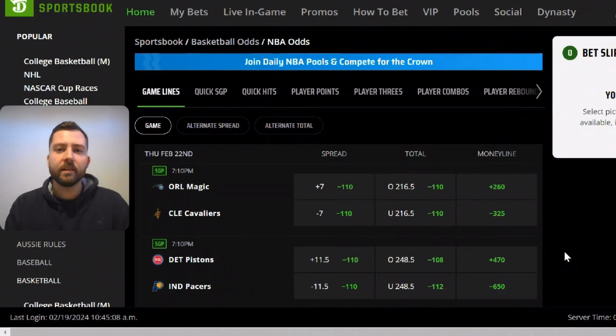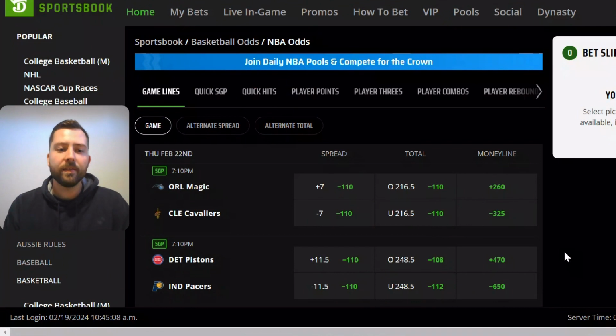The first thing I'm going to talk about is main market lines. Now, main market lines consist of spreads, totals, and money line bets. I'm going to use the website DraftKings to show you around the sportsbook. Let's look at this Magic versus Cavaliers game. So let's first talk about the spread.